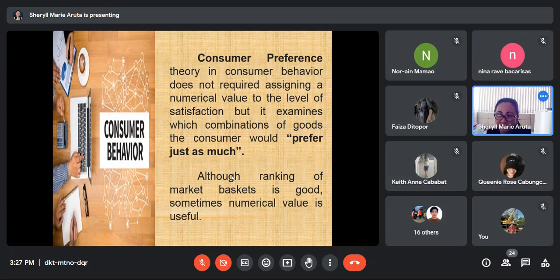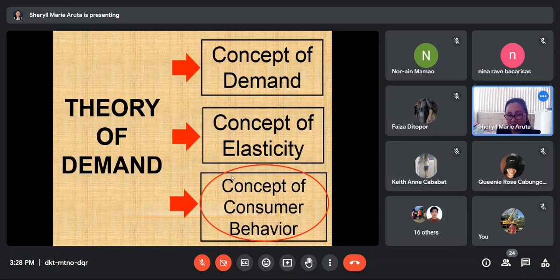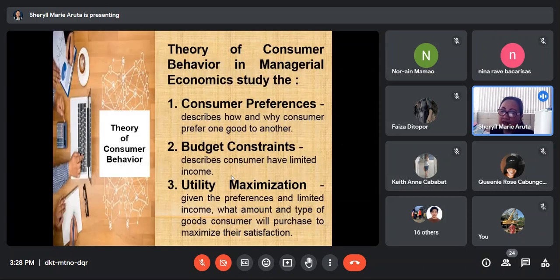As I explained earlier, although ranking of the market basket is good, sometimes a numerical value is useful because again, there is no such accurate measure of satisfaction. So economists created a device, and that is what we call the indifference curve. Okay? So that is the concept of consumer behavior. Next, we will combine the budget constraint and utility maximization.